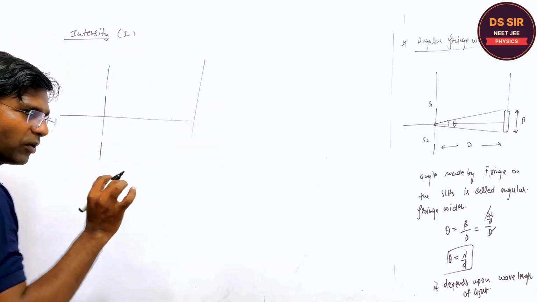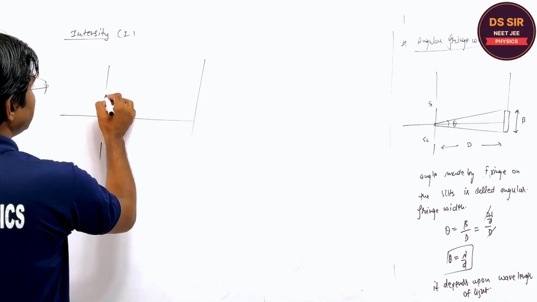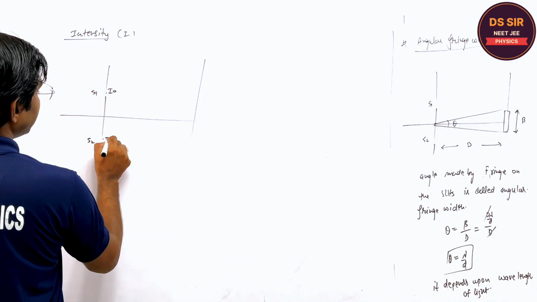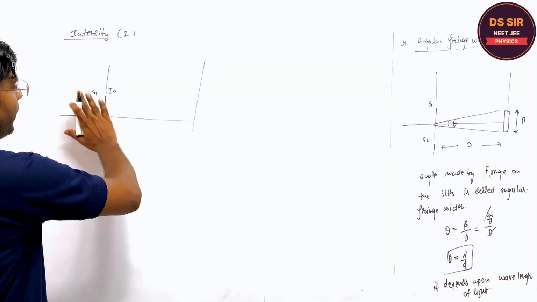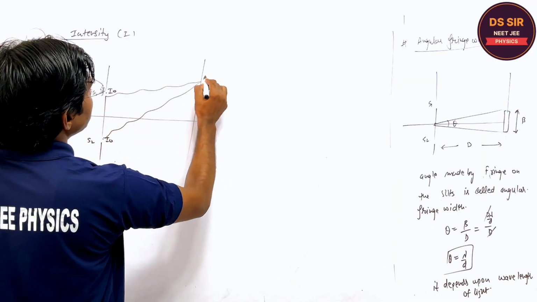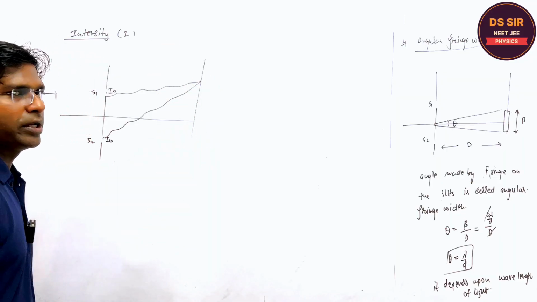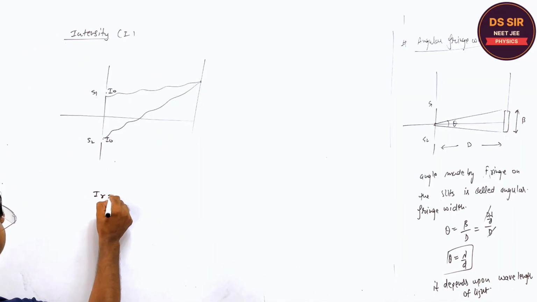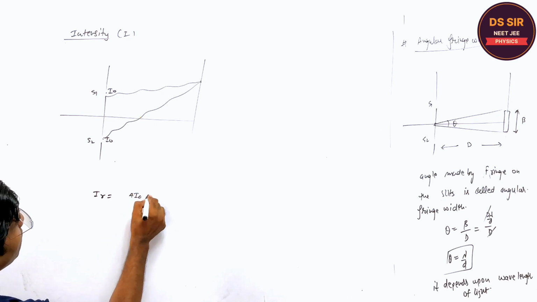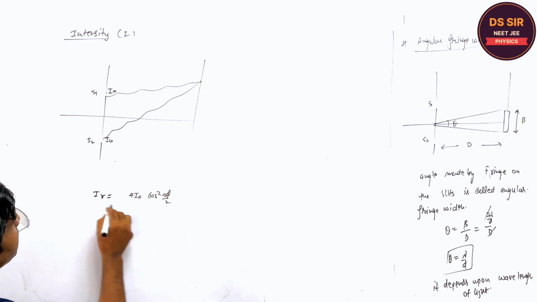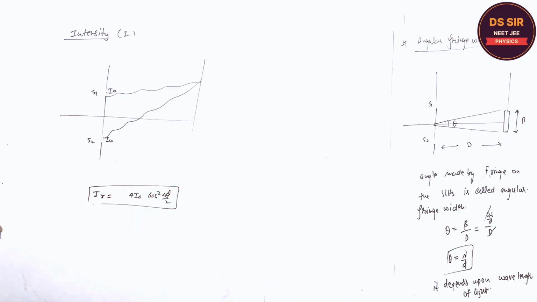the slits are of the same width, the same type of slits. So its intensity is I naught. When the two waves propagate in the medium and reach some point, what is the resultant intensity? It is equal to 4 I naught cos square delta phi by 2. Is it clear or not?